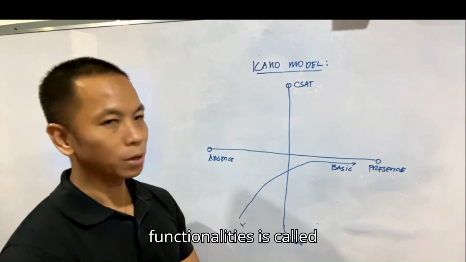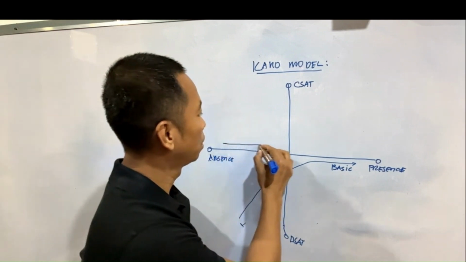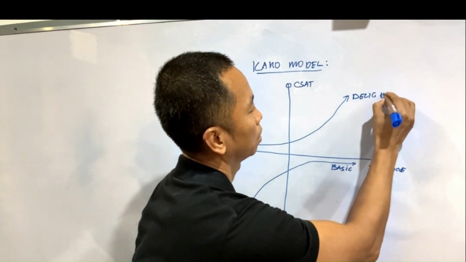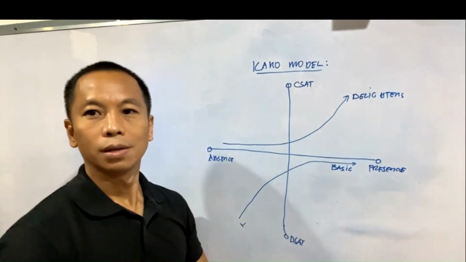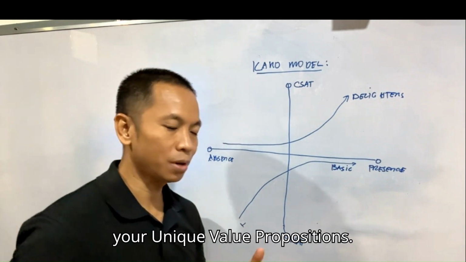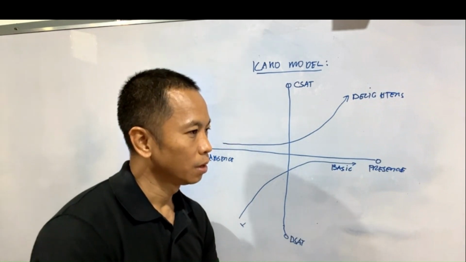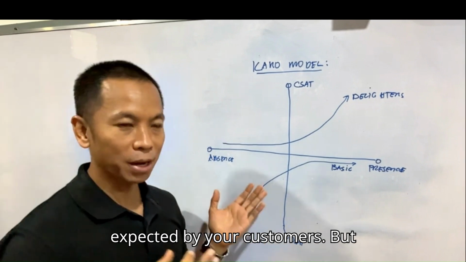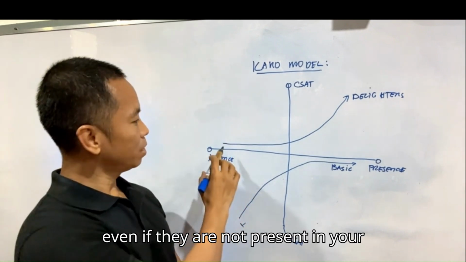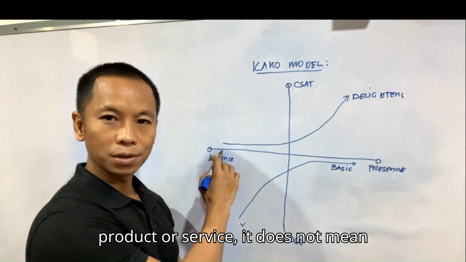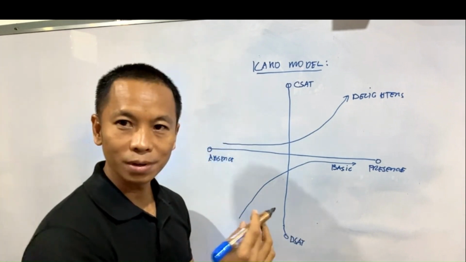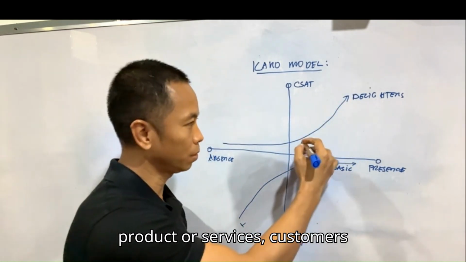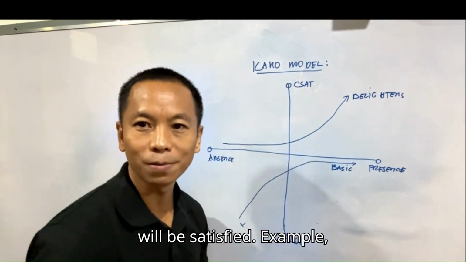The other set of functionalities is called the delighters. These are your wow factors. These are your unique value propositions. These functionalities would differentiate you from the competition. They are not expected by your customers. But even if they are not present in your product or service, it does not mean dissatisfaction. However, if they are offered, if they are fully functional, if they are present in your product or services, customers will be satisfied.